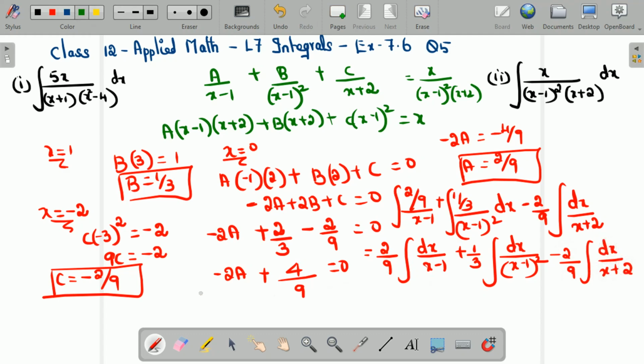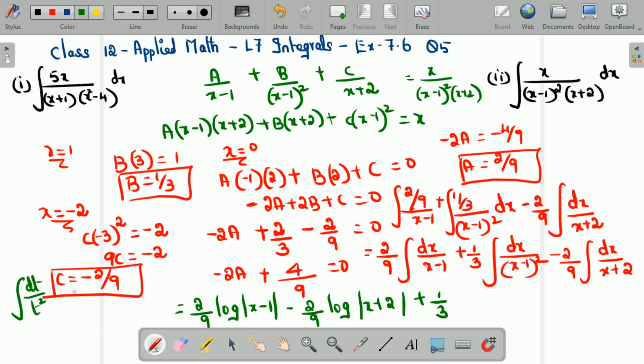If you start to integrate, the first term will become 2 by 9 log of x minus 1. Now in the last case, it will become minus 2 by 9 log of x plus 2. As far as the middle one, plus 1 by 3, you can put x minus 1 as t. So what happens is dx will become dt. So this will become dt divided by t squared. So you can look at it as t power minus 2 dt. Now if you integrate, this will become t power minus 1 by minus 1. So I will have a minus 1 divided by x minus 1 plus c.